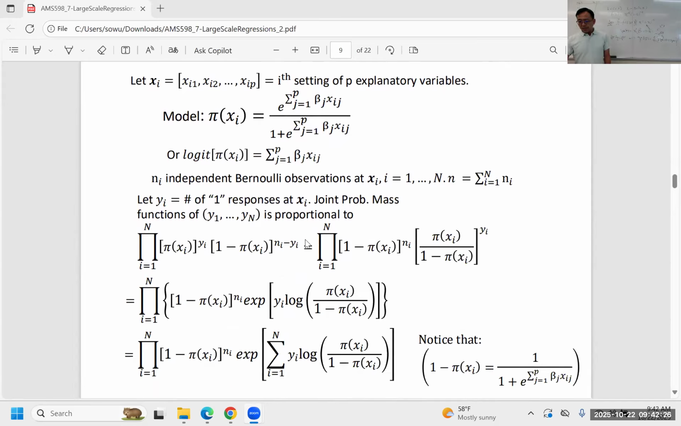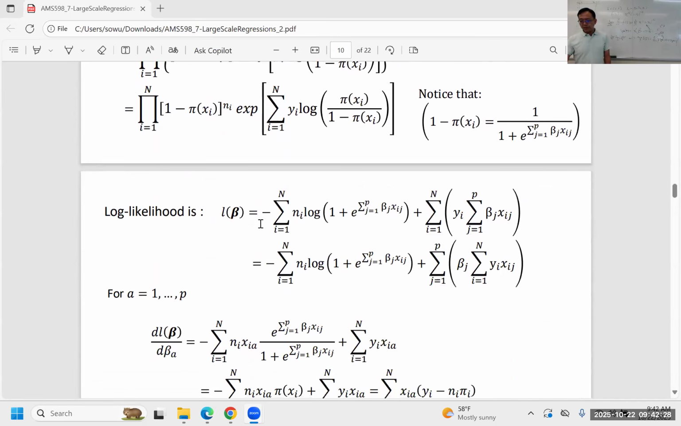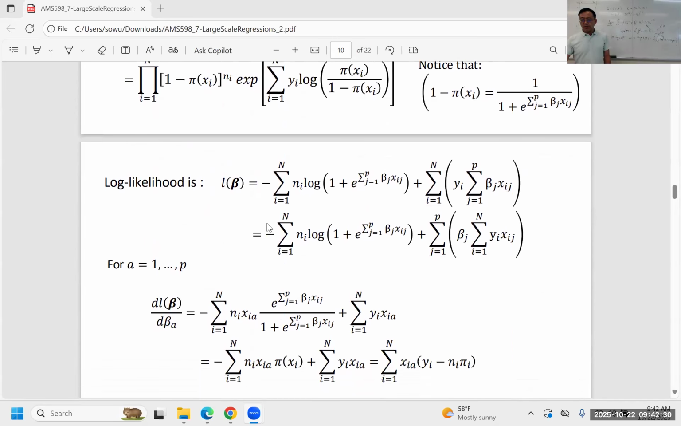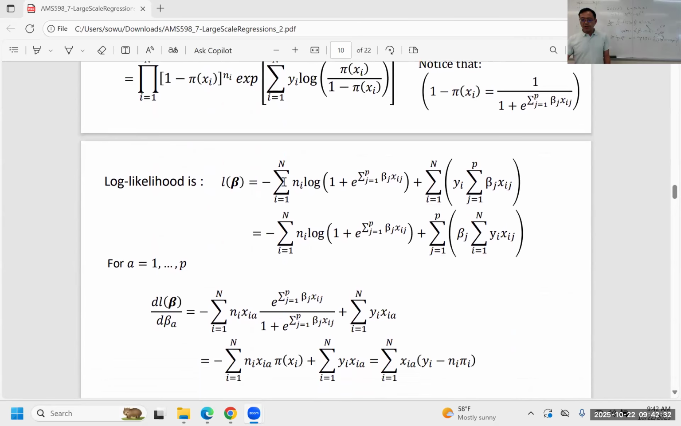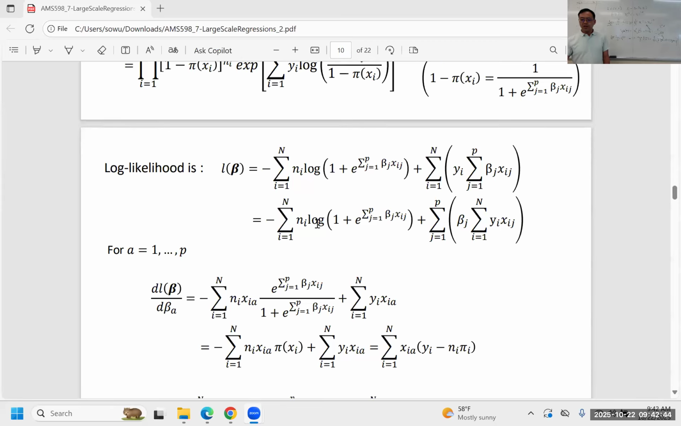Then we went through this log likelihood. When you take the log of the likelihood function, it becomes the log likelihood, and the product becomes a summation. We merge terms and put them together. This is plugging in the pi_i with this form into the log-likelihood function. This is what we have.